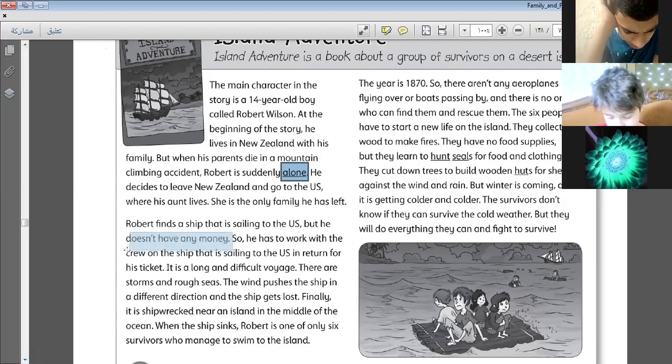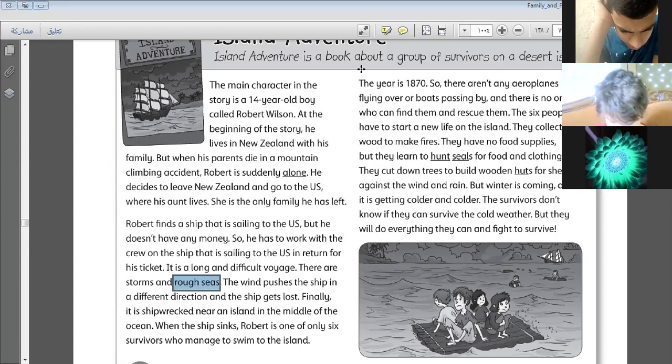But he doesn't have any money. So he has to work with the crew on the ship that is sailing to the US in return for his ticket. It's a long and difficult voyage. There are storms and rough seas. Rough seas. The wind pushes the ship in a different direction.